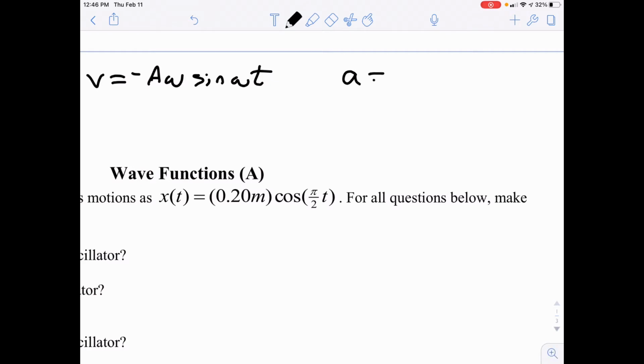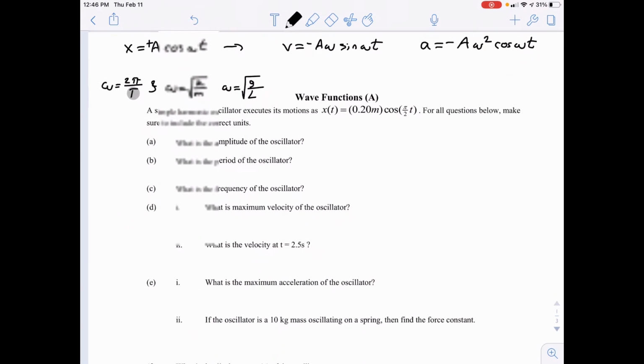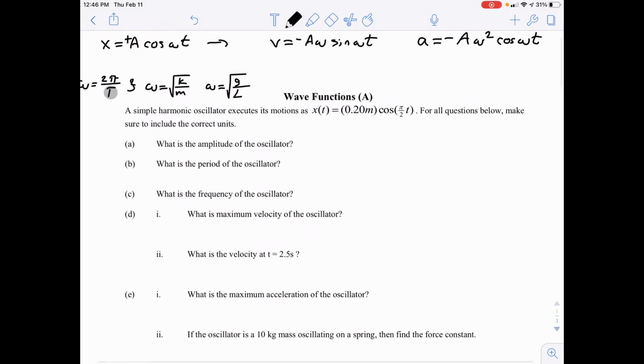Acceleration, we follow the same rules. We're going to alternate between sine and cosine. So we're at sine, we're going to alternate back to cosine. Same period, so same omega t. Since you're going from sine to cosine, the sign of the function remains the same. Since it's negative, it stays negative. And we multiply by 1 additional factor of omega, so this becomes omega squared. So those are the 3 functions that we need.